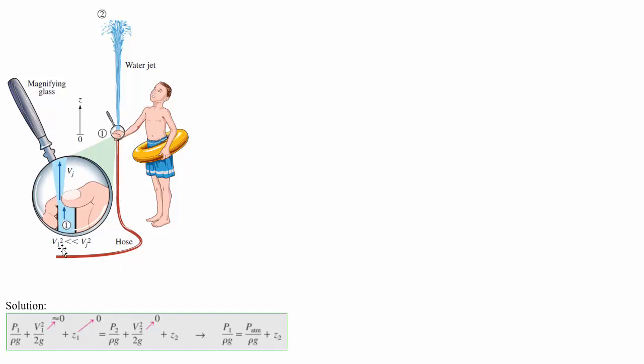So just before it leaves, we've got a very small velocity, and at the top the velocity is definitively 0, and the height is 0 at the point 1 compared to at the top.